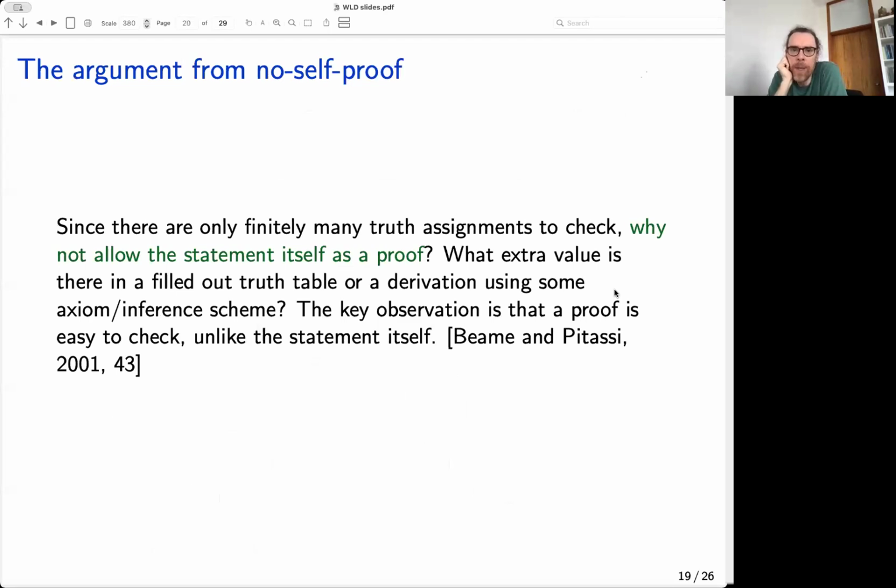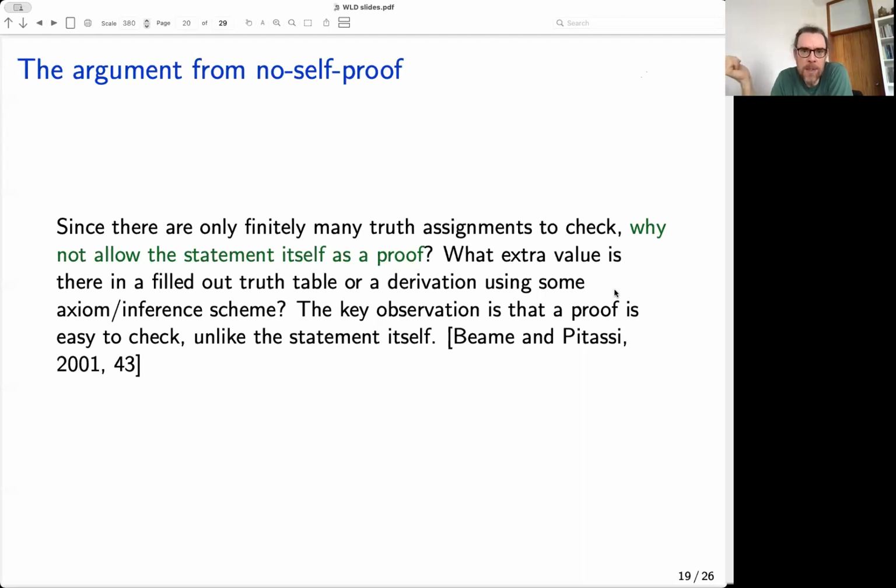Okay, so the third argument. Here's a quote of a bit more from this paper that I quoted earlier. It says, since there are only finitely many truth assignments to check, why not allow the statement itself as a proof? So, take a formula of propositional logic, just write that down and say it's a proof of itself. Why can't we do that?